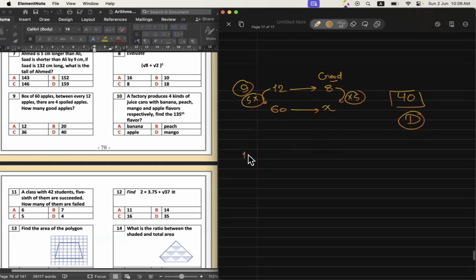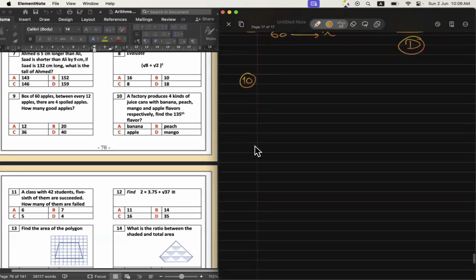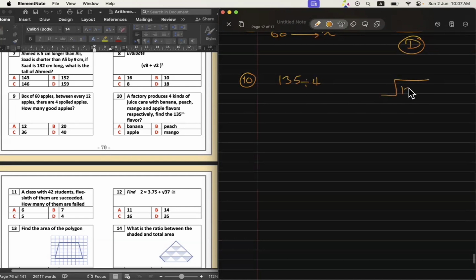For question 10, a factory produces 4 kinds of juice cans with banana, peach, mango, and apple flavor respectively. If we want to find the 135th flavor, we have 4 kinds, so we will divide 135 by 4. We can use long division, 135 by 4.